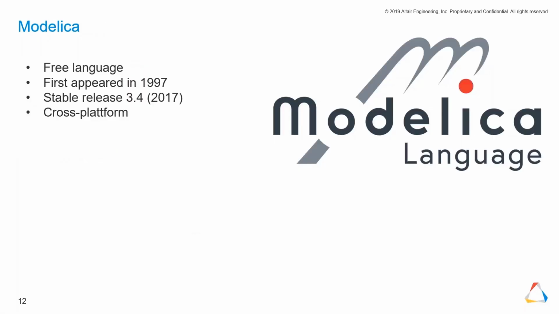Modelica is the most common language for object-oriented modeling. It's a free language. It appeared for the first time in 1997, version 1.0. The last stable release is from 2017, and you can use it on basically every platform: Linux, Windows, Mac. And this is what we are going to use in Activate.